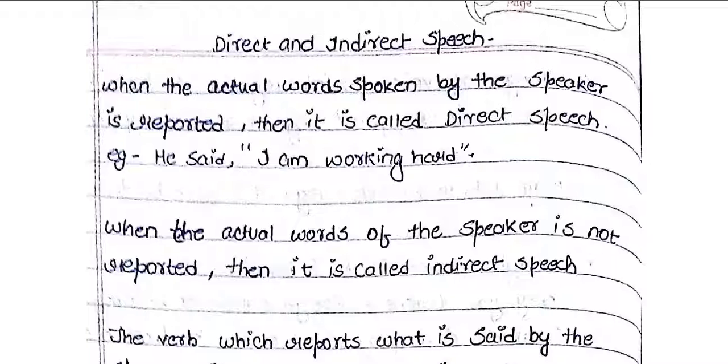In today's video, we are going to learn about direct and indirect speech. When the actual word spoken by the speaker is reported, then it is called direct speech. So, whenever you go to someone and he says something like, "I'm working hard," and if you have to go to someone else and tell that statement to him, then you will say that he said, "I'm working hard." You will directly quote his word, what he spoke. So that's called direct speech. And when the actual word of the speaker is not reported, then it is called indirect speech.